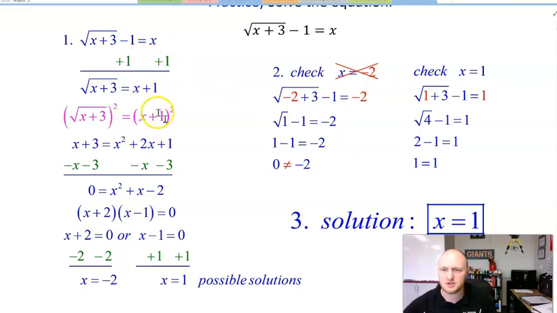Double check. Did you square this? Did you do x plus 1 times x plus 1 to give you x squared plus 2x plus 1? And then did you move everything over to the right side and factor to get x plus 2, x minus 1? Okay. All right. Next example.